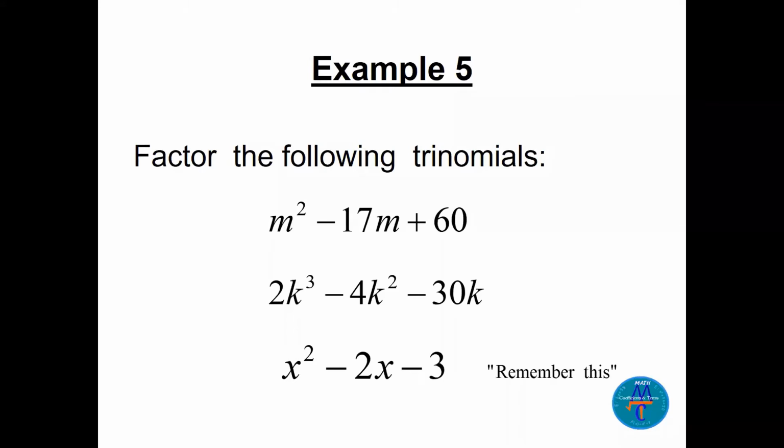Now let's see question number 5. Factor the following trinomials: m squared minus 17m plus 60. We can see here three terms. We ask the first question: is this a perfect trinomial? It is not perfect. So if it is not perfect, I go directly to the leading coefficient.